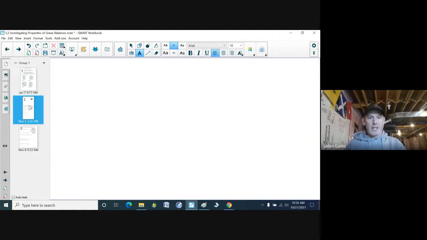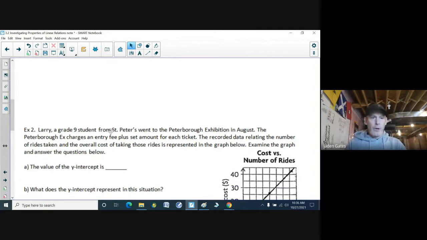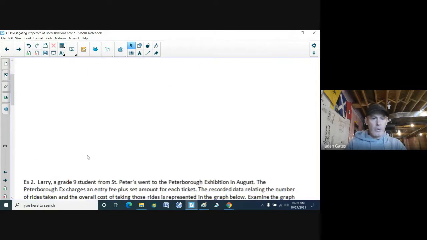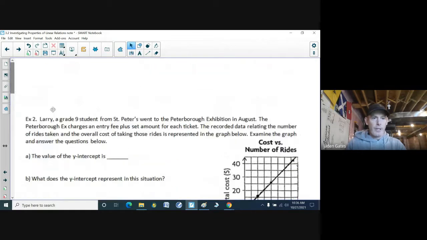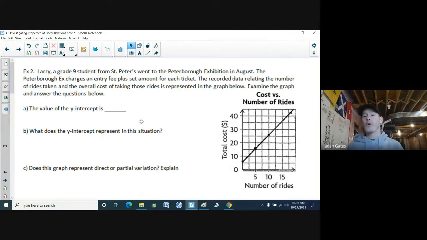All right. Now, as I said, we are going to be putting all our information together. So here we go. I don't know how this is way down there, but move that up. All right. So example 2, here we go. Larry, a grade 9 student from St. Peter's, went to the Peterborough exhibition in August. The Peterborough Fair, the exhibition, same thing. The Peterborough X charges an entry fee plus a set amount for each ticket. The recorded data relating the number of rides taken and the overall cost of taking those rides is represented in the graph below. Examine the graph and answer the questions below.